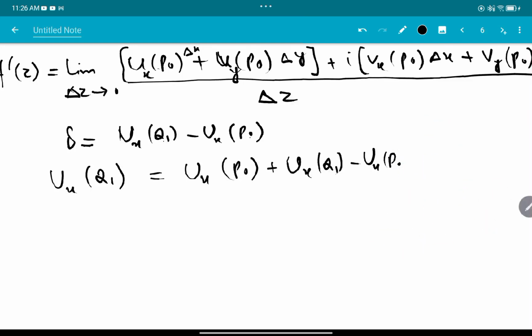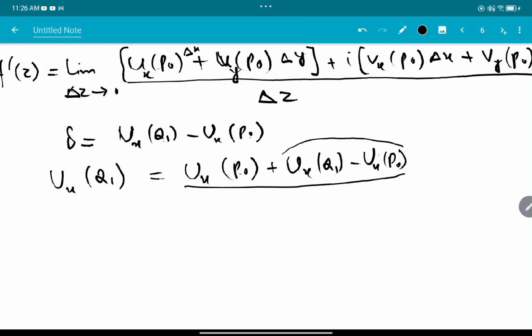In place of UXQ1, we are substituting this. There is no error because this and this will cancel. This and this, UXQ1 will be equal to UXQ1. When we substitute in place of UXQ1, we substitute this here. You will naturally question me, sir, you have substituted only this part. You have not substituted this. I will now add this at the end.